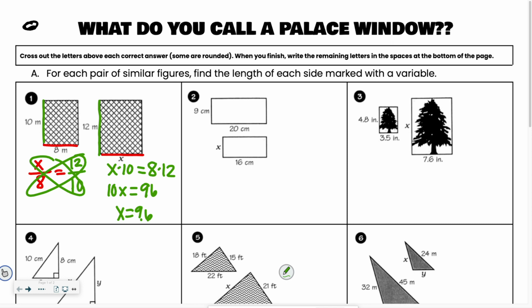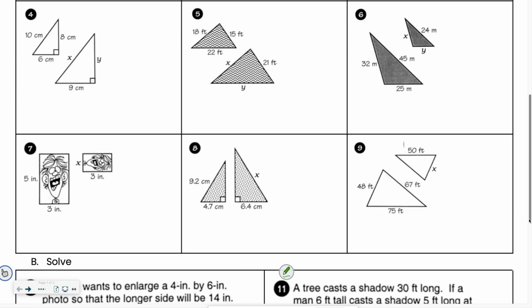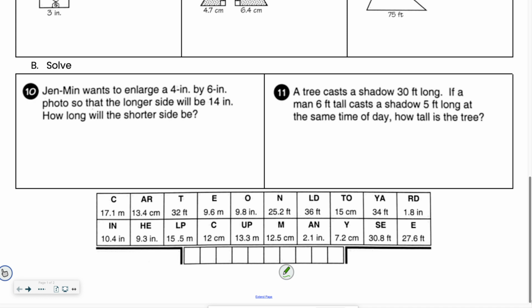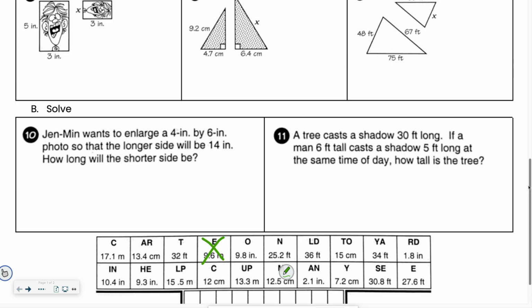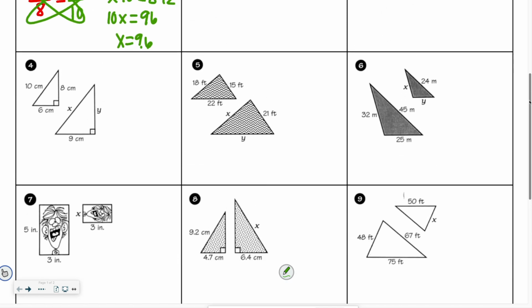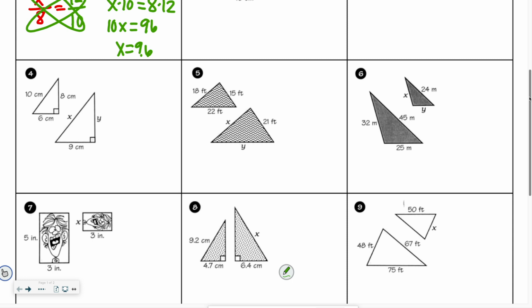Okay, so on the bottom here, we want to cross off 9.6. Okay, that would be E. Cross that one off. Okay, the next ones look okay. Maybe let's do one where we have to find x and a y. Should we do number 4? Let's do number 4.